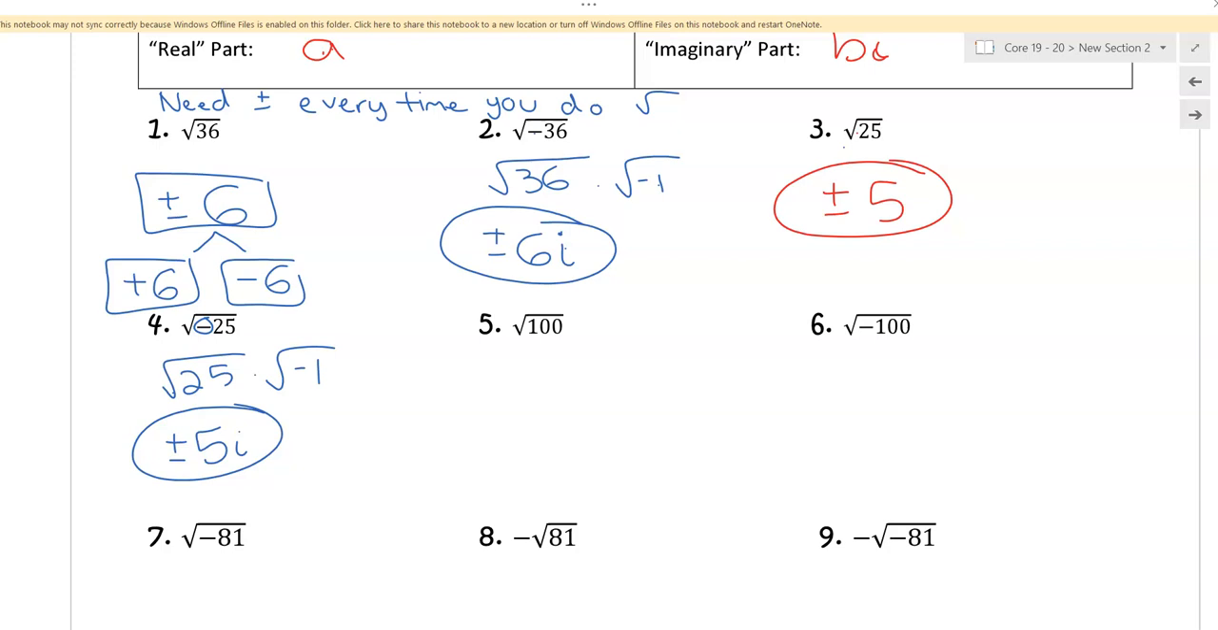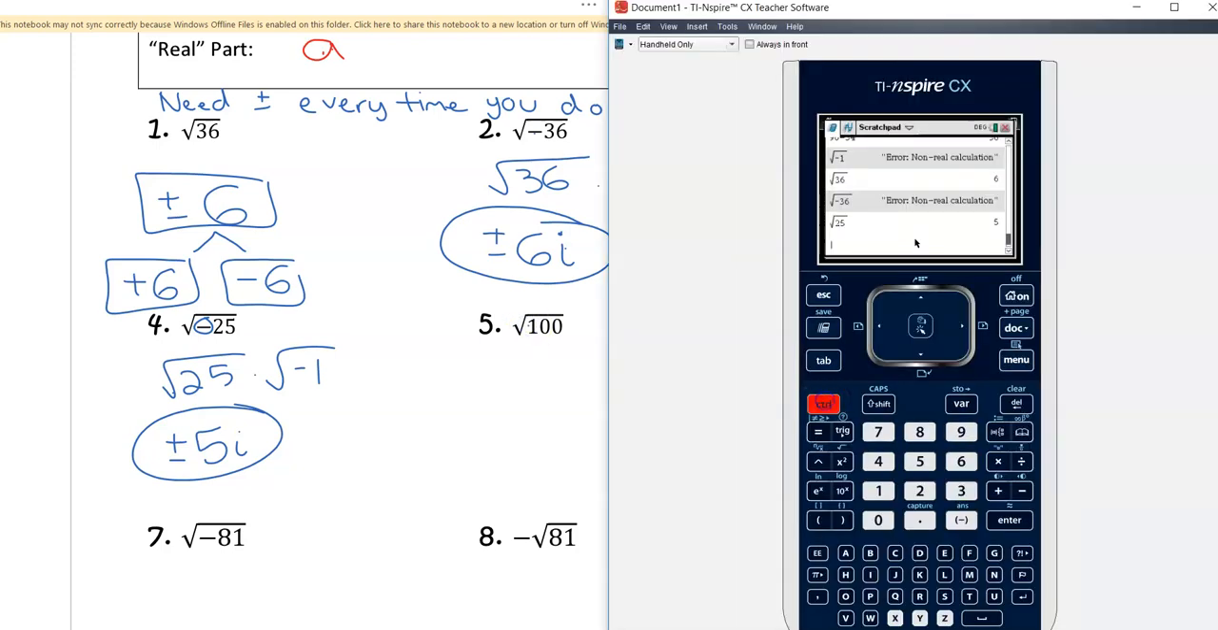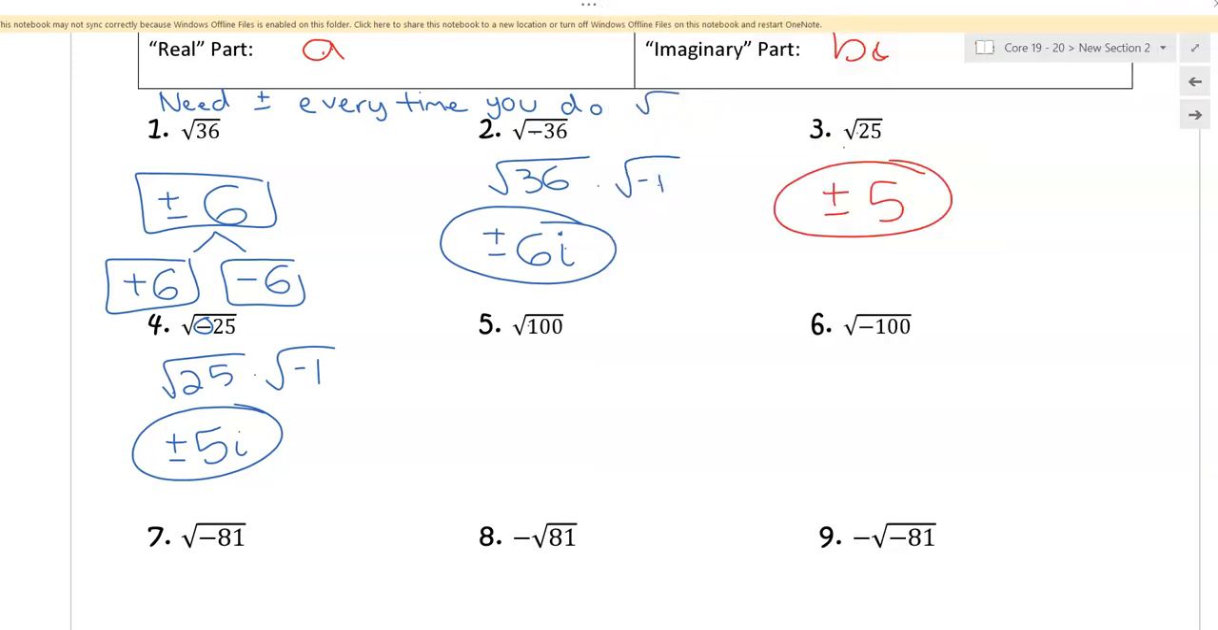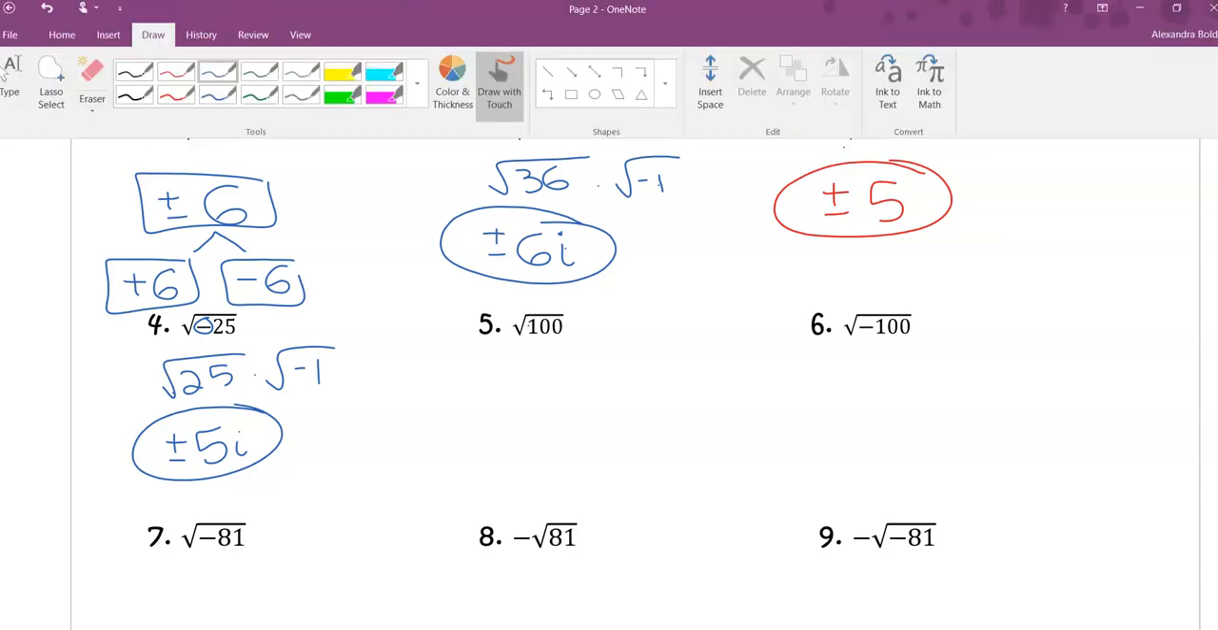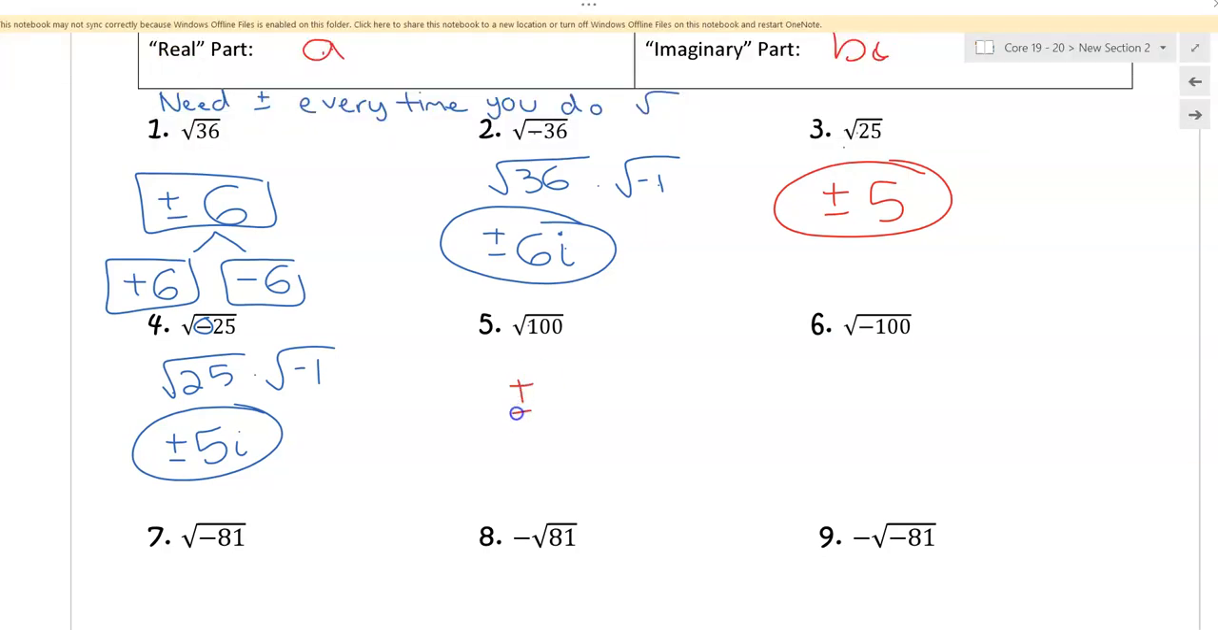Number 5. No negative. I'm going to type it in my calculator. And I get 10. So, easy enough, right? Plus or minus 10.